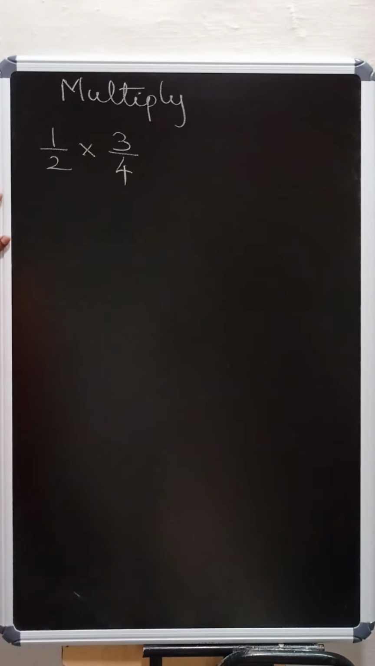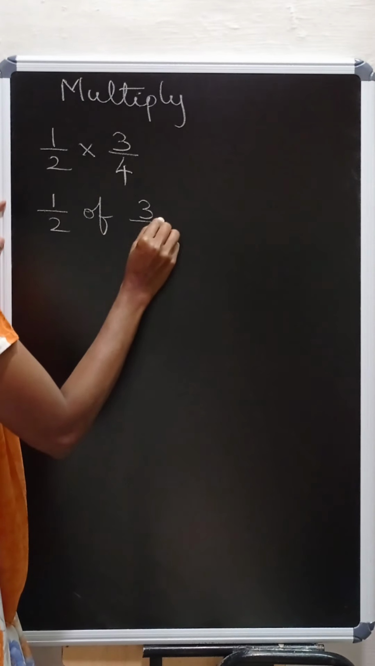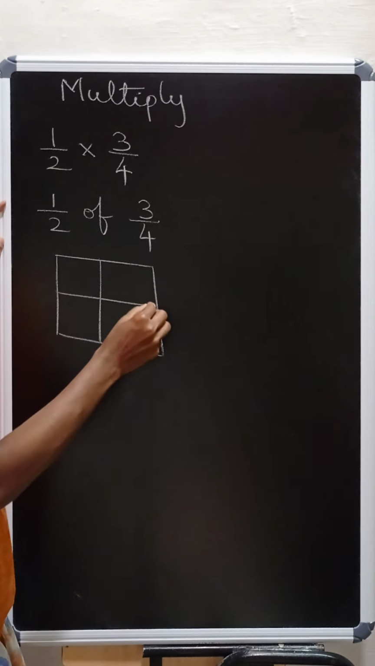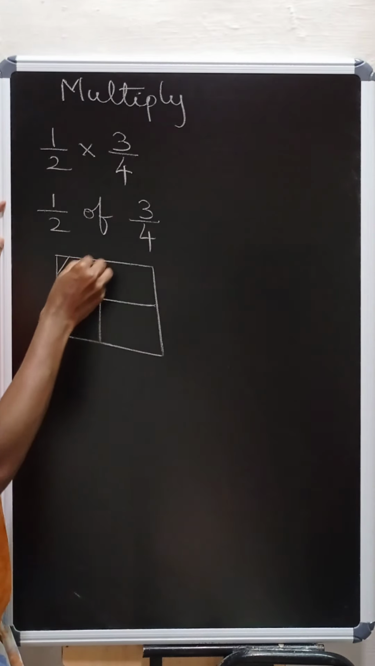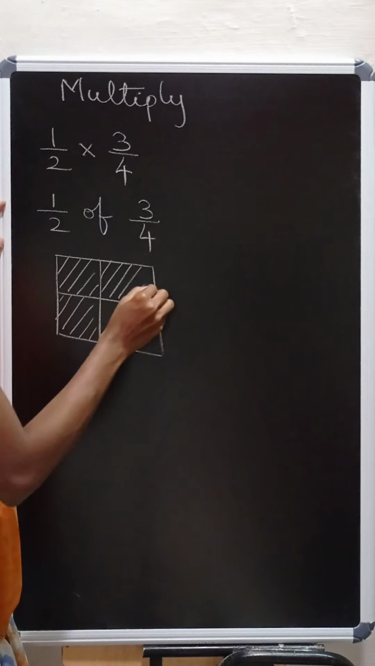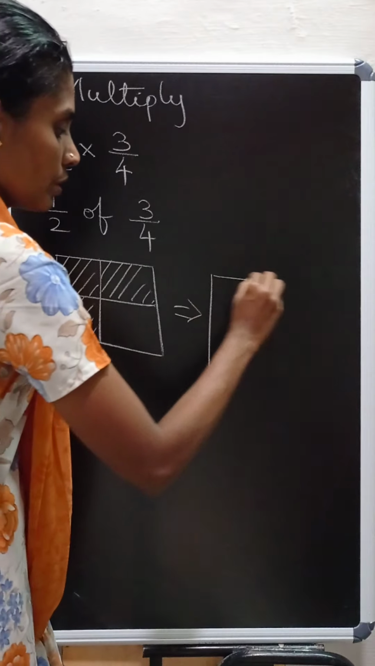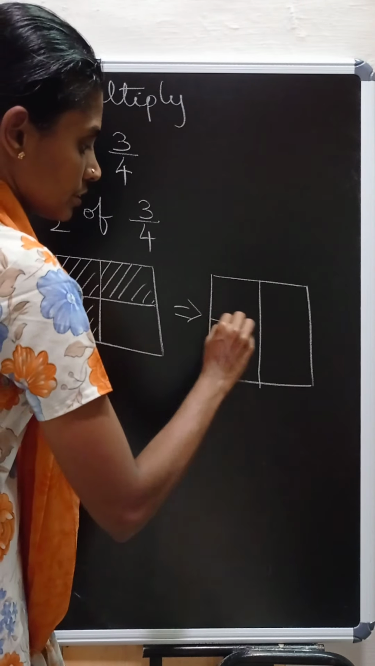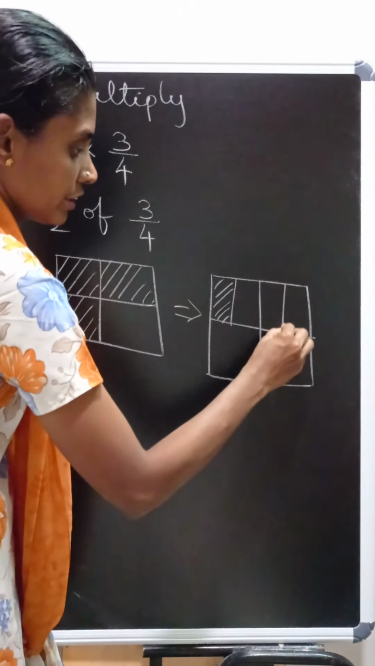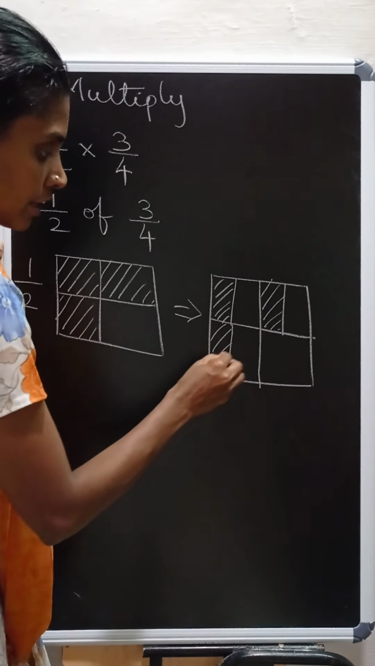We will see one more example. Half into 3 by 4, which means half of 3 by 4. Now I have split the whole into 4 equal parts and I am going to shade 3. 1, 2 and 3. Now I need half of this. So how am I going to shade now? See, half portion here, half of this and half of this.